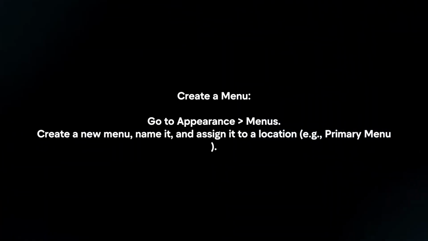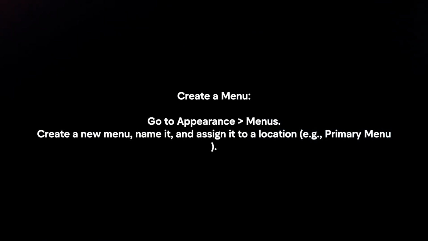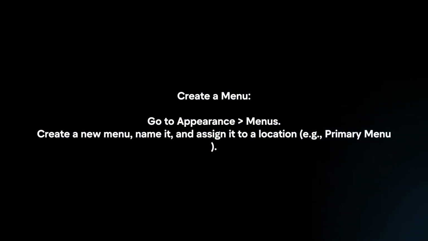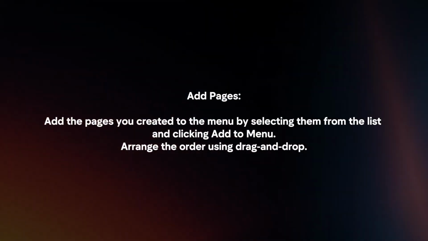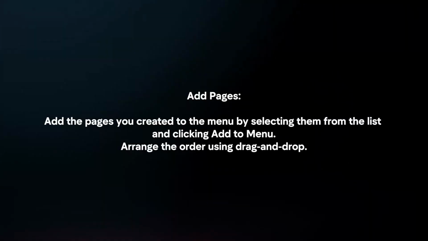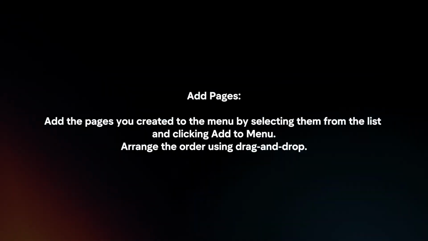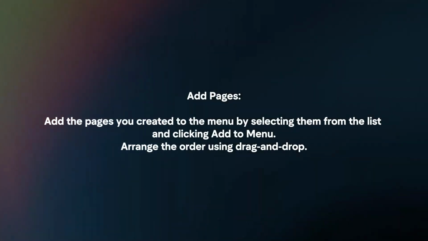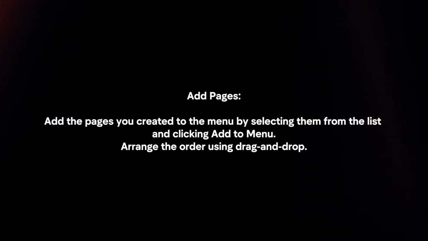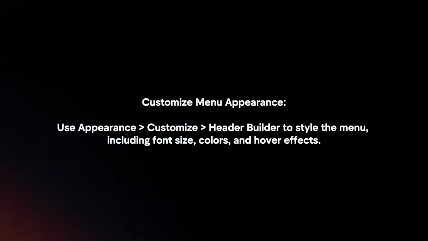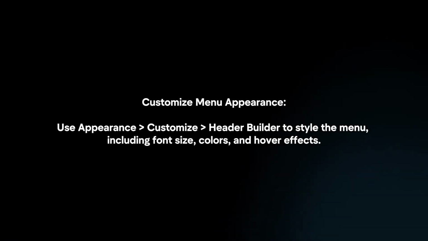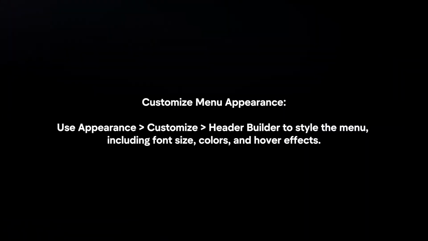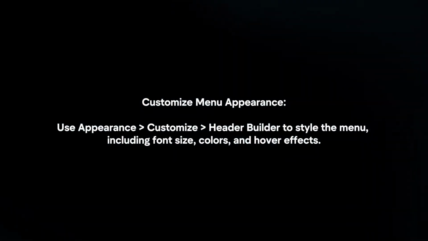Add a navigation menu. Create a menu. Go to Appearance, Menus. Create a new menu, name it, and assign it to a location. Add pages. Add the pages you created to the menu by selecting them from the list and clicking Add to Menu. Arrange the order using drag and drop. Customize menu appearance. Use Appearance, Customize, Header Builder to style the menu, including font size, colors, and hover effects.